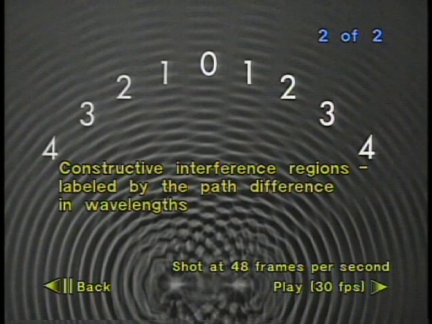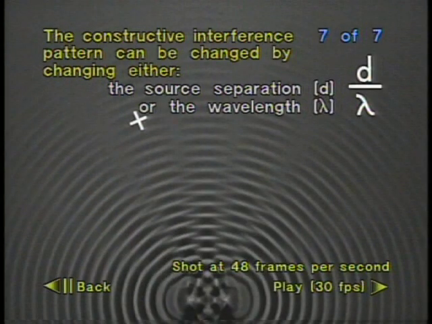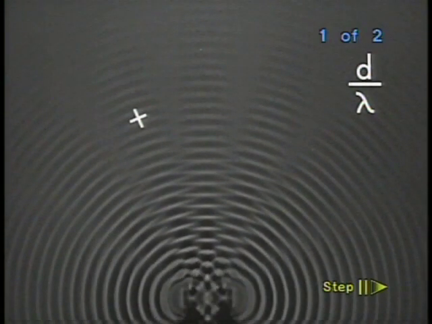If two waves arrive at a location completely out of phase, the result is a node. Constructive interference regions are labeled by path differences. The ratio of source separation to wavelength determines the nodal patterns.